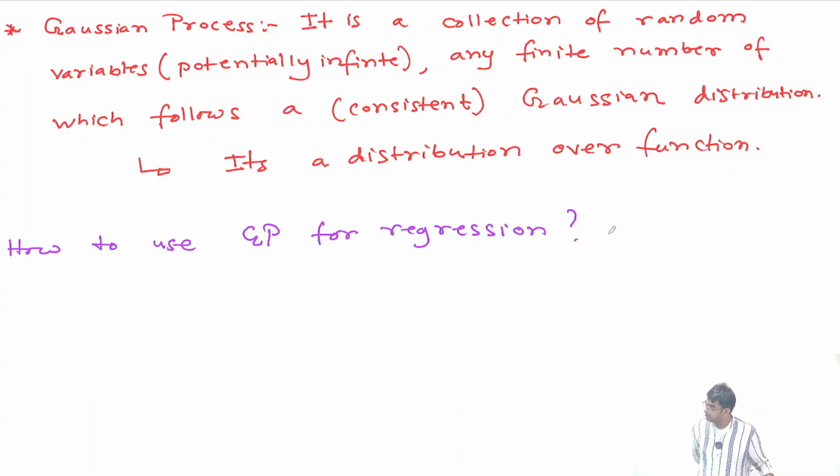Yeah. Any finite number of means an infinite collection. Remember that it was a function over time. You can select any number of times and those jointly will be Gaussian. That's what it is.